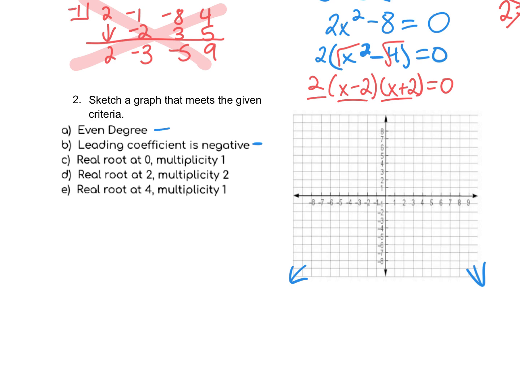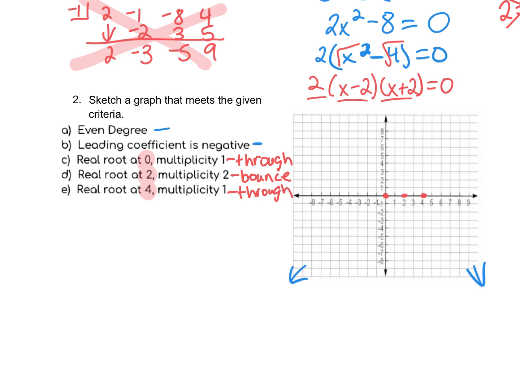It tells me exactly where these go: 0, 2, and 4. So that's where I put my points on my x-axis. Perfect, easy enough. And then I look at my multiplicity. If it's an even multiplicity, it's a bounce. If it's odd, it's a through. So this means through, this means bounce, and this means through.